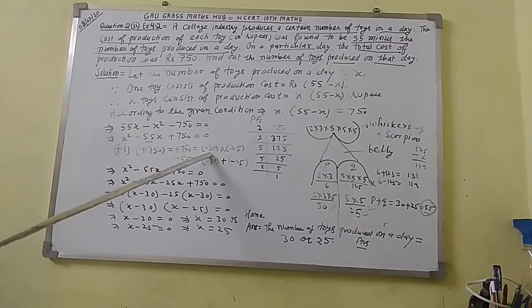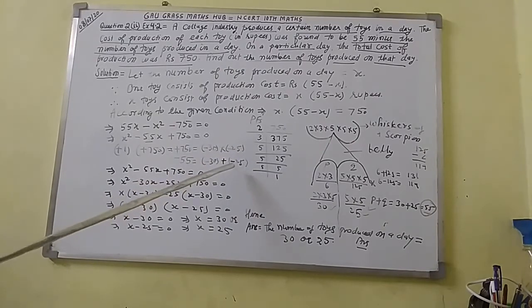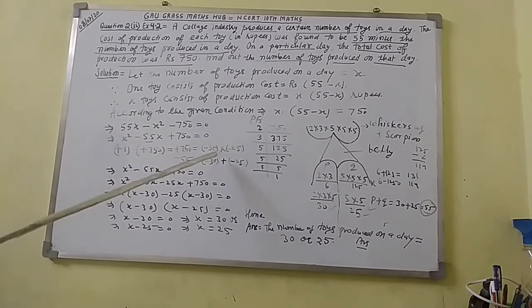Whatever negative sign comes here at this place, the same sign will also come here. Both will be added together. Minus 30 will be added to minus 25. You will get here minus 50. Now things have been verified here.